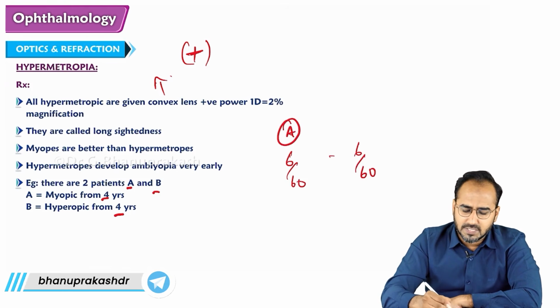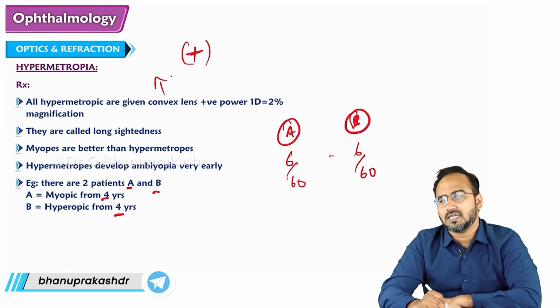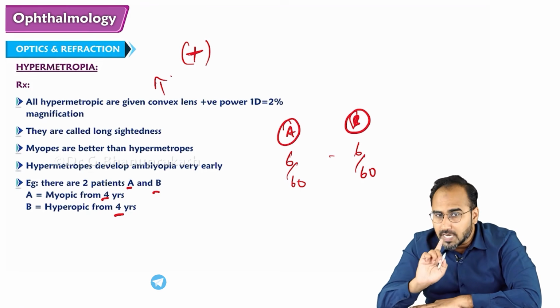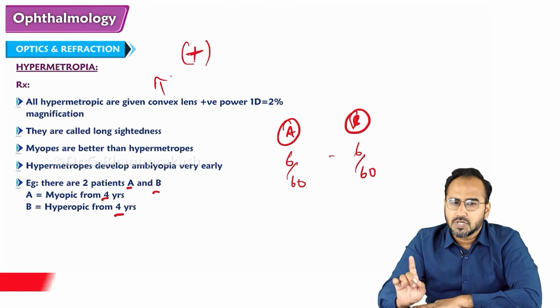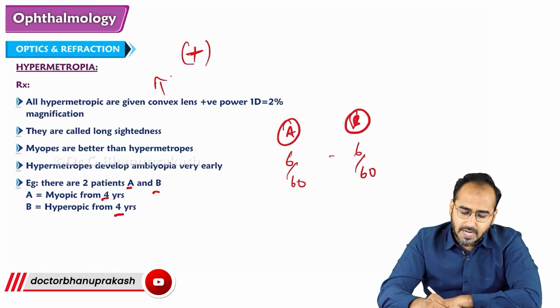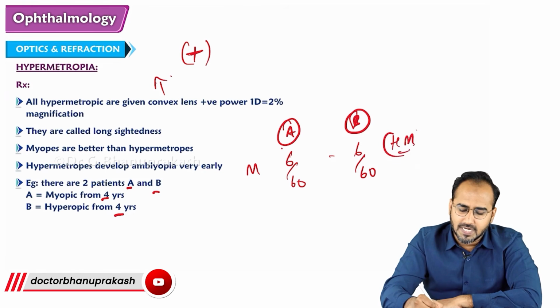Patient A's vision is 6/60, B's is also 6/60. Now you are counseling them: if you don't wear glasses, you will become blind. So now they are listening to you. My myopic patient is listening, and the hypermetropic patient is also wearing the glasses.